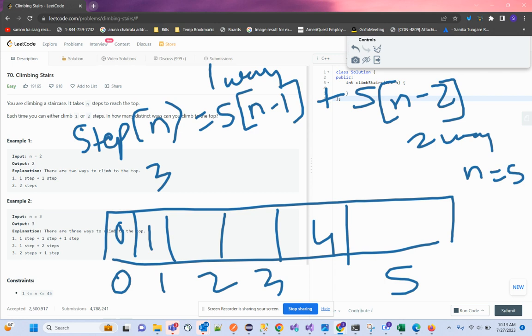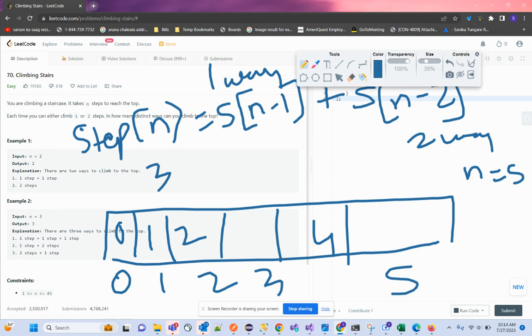For climbing two steps, we need two ways. We have seen that, right? I had shown you. We know it. So we came to a conclusion that for step one, it is one way, and step two, it is two ways. Now, when we come over here at the third step, what am I going to do?